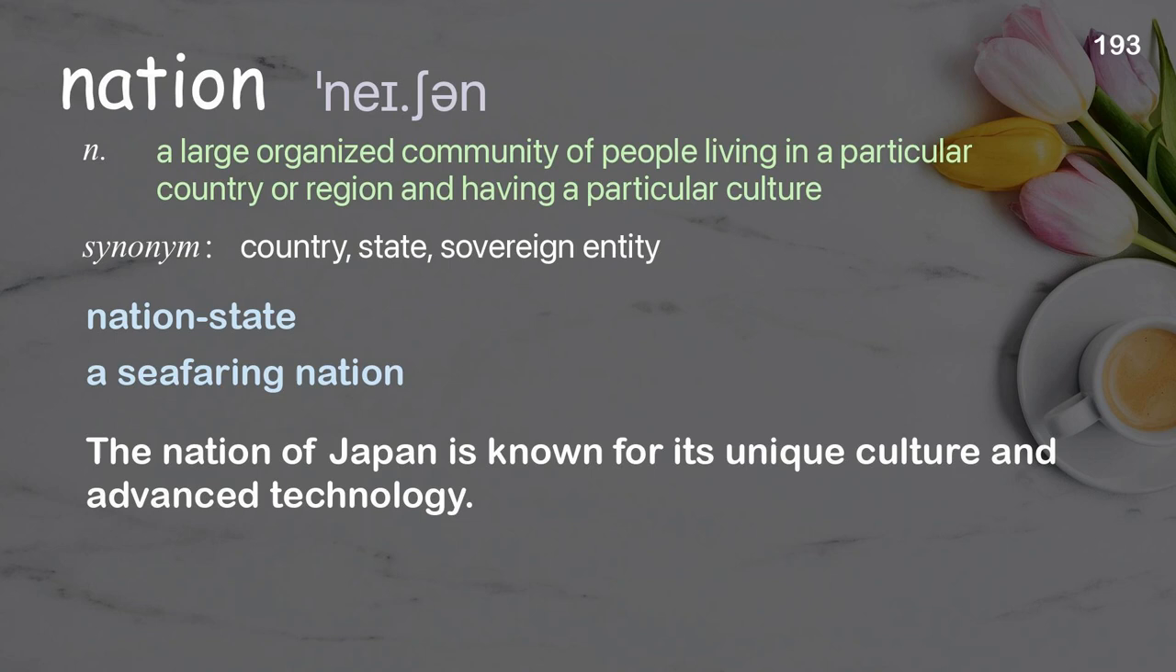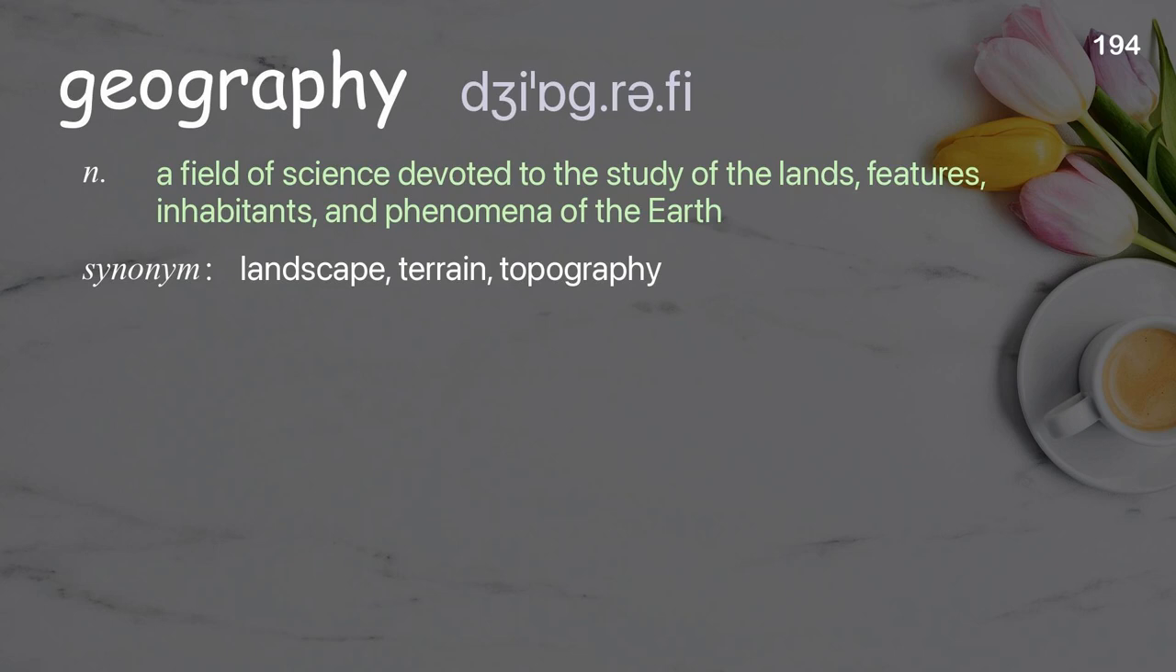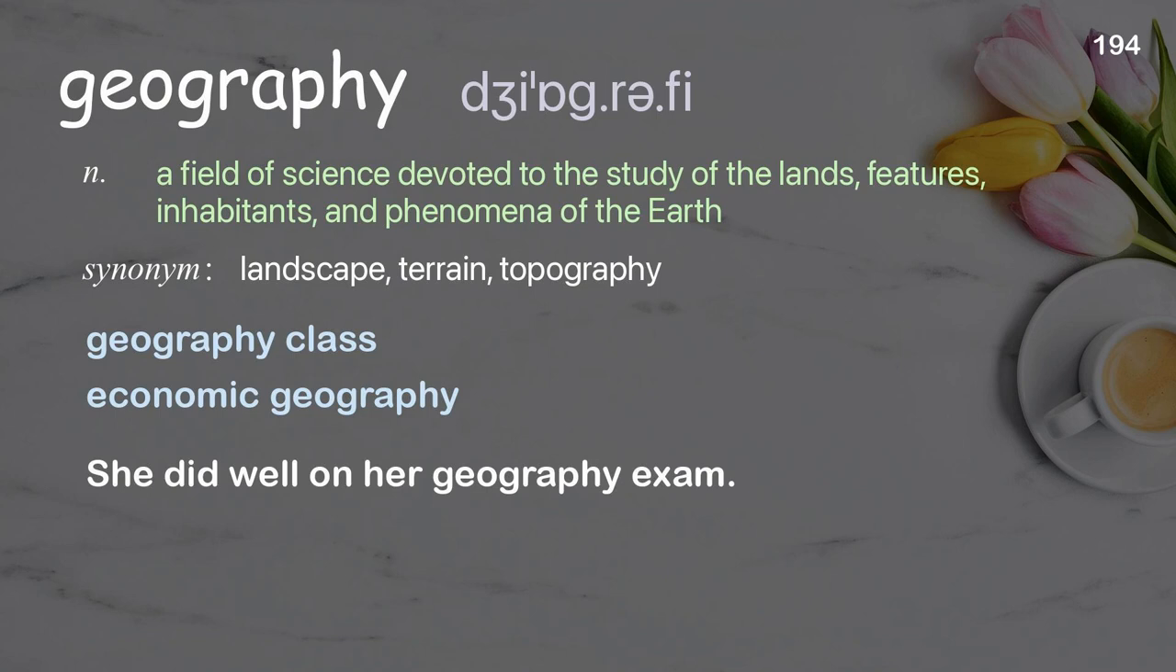Geography: a field of science devoted to the study of the lands, features, inhabitants, and phenomena of the earth. Examples: geography class. Economic geography. She did well on her geography exam.